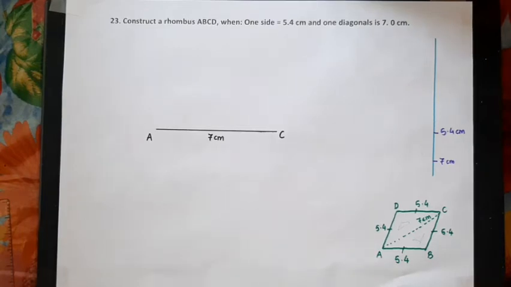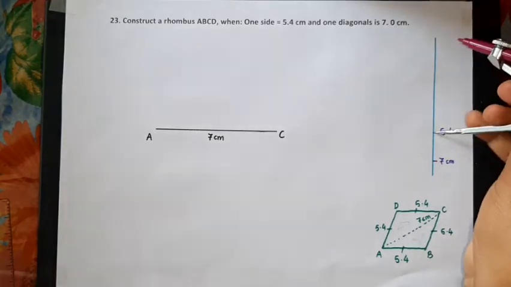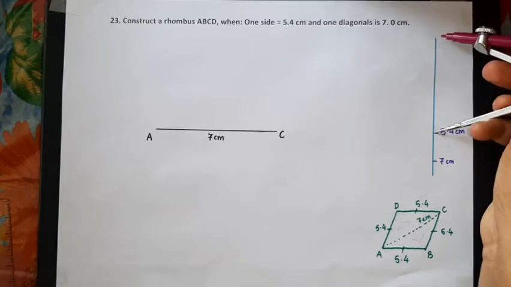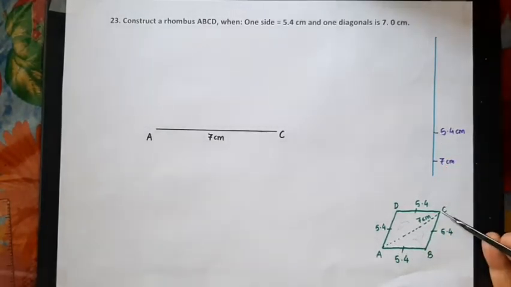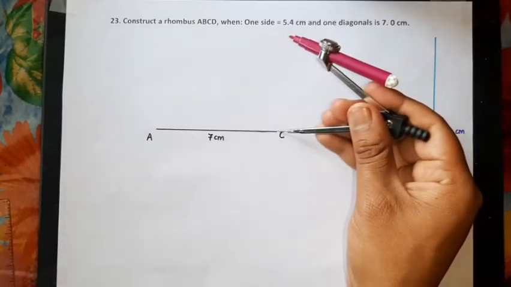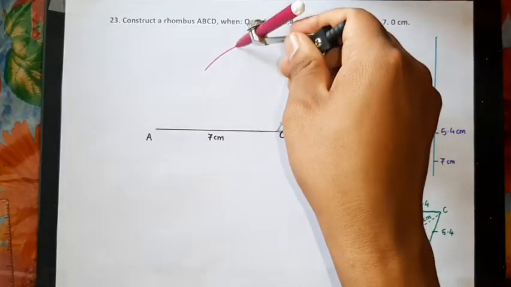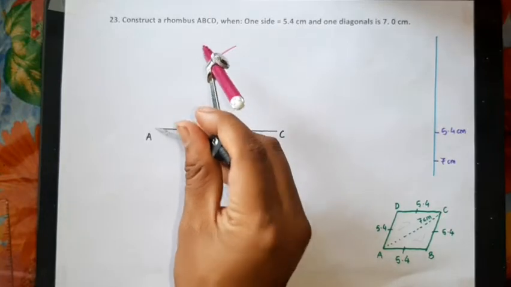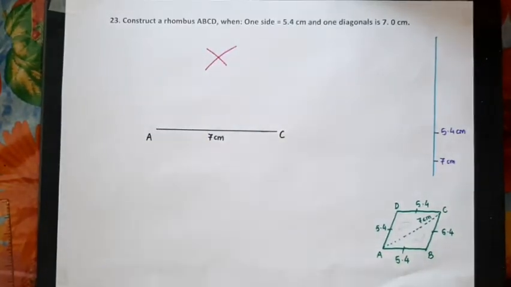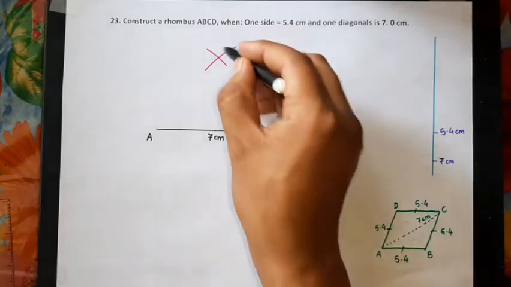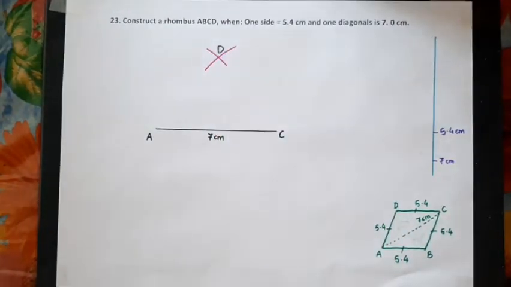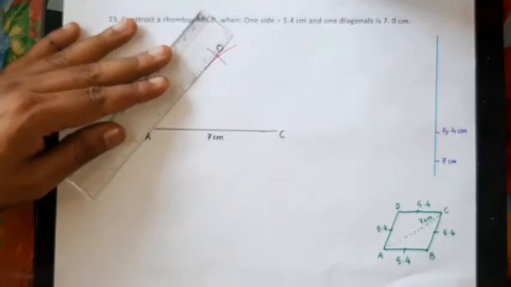Okay, now let me draw these two sides. Okay, so these two sides are both 5.4. So let me take the radius to be 5.4. Okay, so I have taken 5.4. So from A and from C, I'll take 5.4, 5.4. So from C it is 5.4. From A also it is 5.4. And the point of intersection is how much? Point of intersection is D, right? So let me join this.